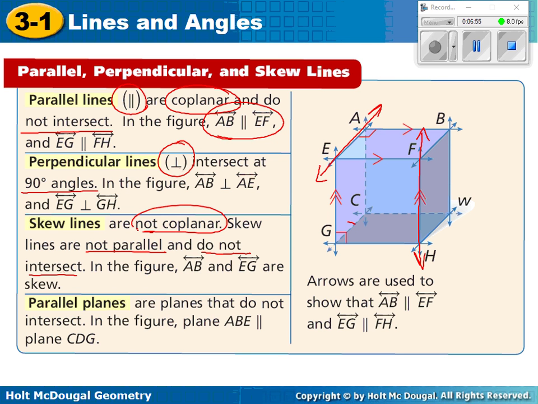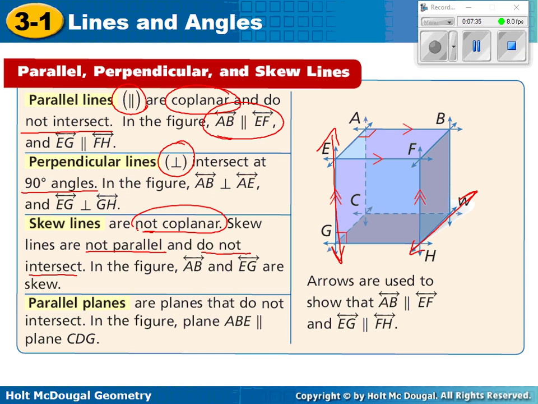Another example would be AB and EG. Can somebody give me a different pair of skew lines? Go ahead, Hannah. CG and FH. Very good. Anybody want to name a different pair? GE and... what? GE and WH. Very good. Okay, so skew lines are not coplanar and they don't intersect.